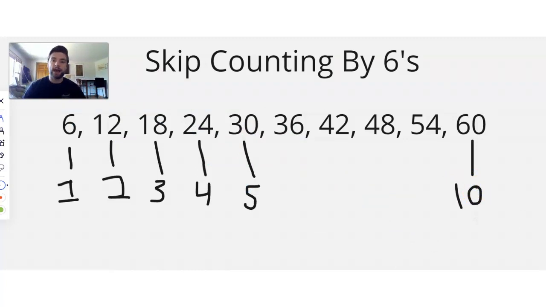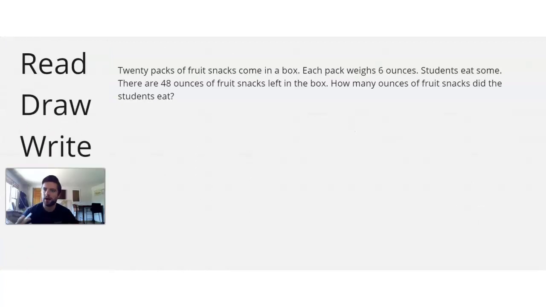Now, enough with skip counting. Let's go put our skills to the test with a word problem where we're going to use the read, draw, and write strategy. If you don't have something to write on with yet, get something to write with and something to write on, and we're going to draw these pictures together. Okay, so here's our problem for the day, and it's about fruit snacks. I actually really like fruit snacks, so this is going to be a fun problem for me, and hopefully I can do this without getting too hungry for fruit snacks.